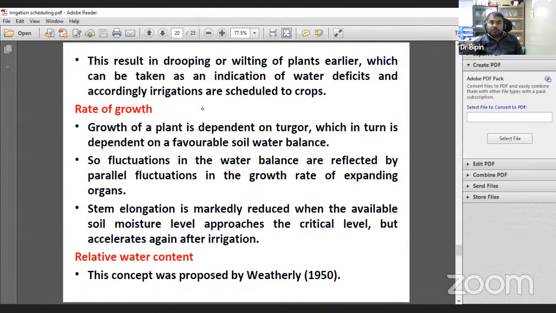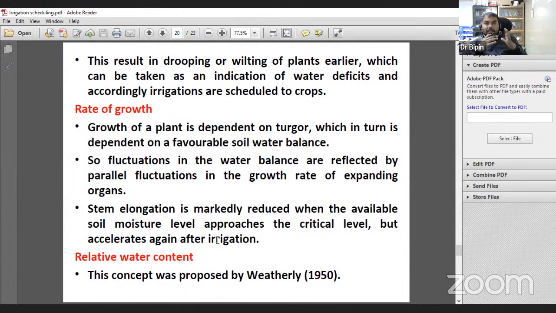Okay, after that, rate of growth. Rate of growth depends on turgor, which in turn depends on a favorable soil water balance. So fluctuations in the water table are reflected by parallel fluctuations in the growth rate of expanding organs. Stem elongation is markedly reduced when the available soil moisture level approaches the critical level, but accelerates again after irrigation. You may see some variation in the growth rate.